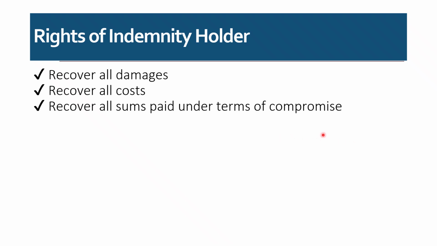Let's take an example here. A shipping company has indemnity insurance. So if goods are damaged in transit and compensation is paid to the buyer, the insurer must reimburse the shipping company, and this shows how indemnity protects the businesses from heavy financial losses.